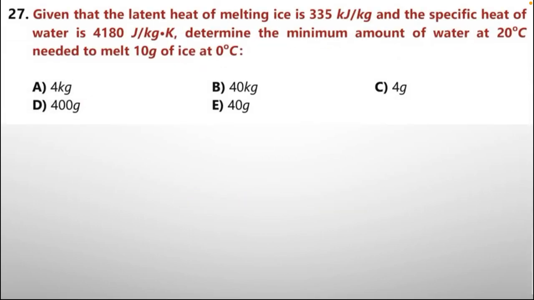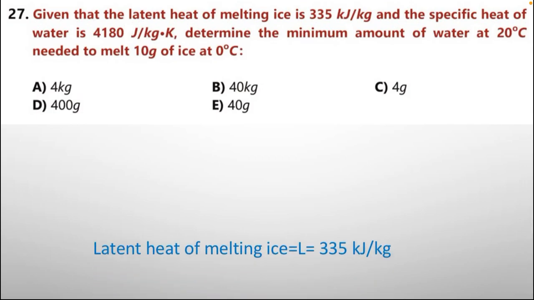Question number 27. Given that the latent heat of melting ice is 335 kilojoules per kg and the specific heat of water is 4180 joules per kg Kelvin, determine the minimum amount of water at 20 degrees centigrade needed to melt 10 grams of ice at 0 degrees centigrade. Options are given: A 4 kg, B 40 kg, C 4 grams, D 400 grams, E 40 grams.